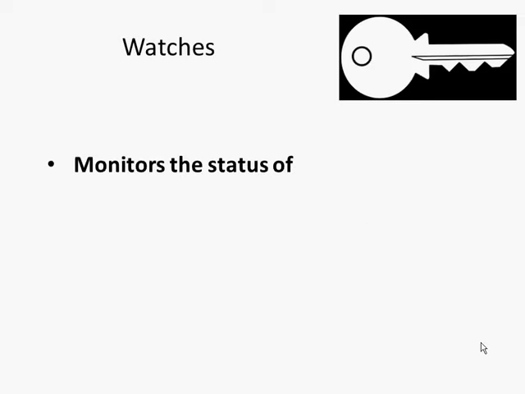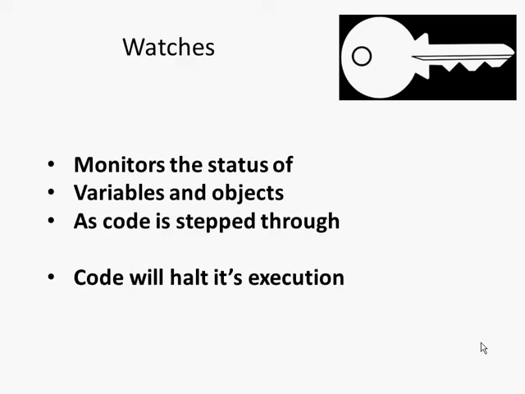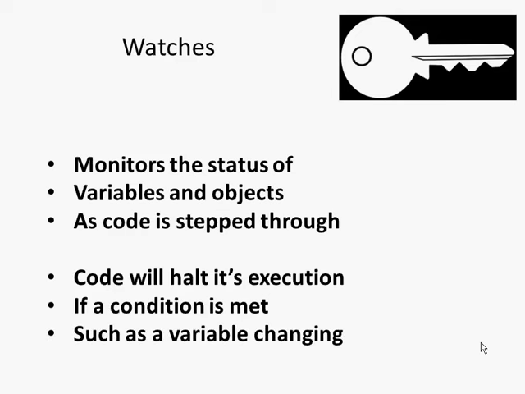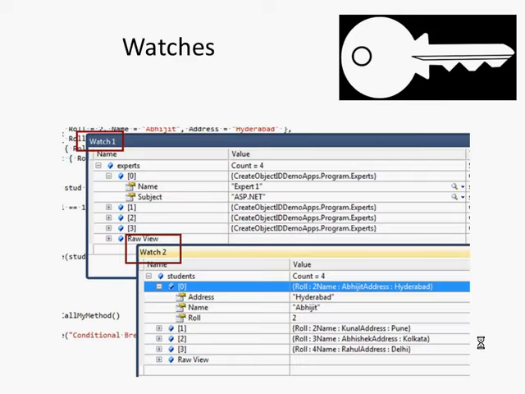Watches monitor the status of variables and objects as code is stepped through. We've seen that happen already. A more accurate description of what watches actually do is they will halt the code in its execution if a condition is met, such as a variable changing. In this next screenshot, some watches have been set up, and we will just run the code as normal, and the watches require count to be set to 4. So when count reaches 4, the execution of the code will stop, and a programmer might be able to spot where any problems have arisen.